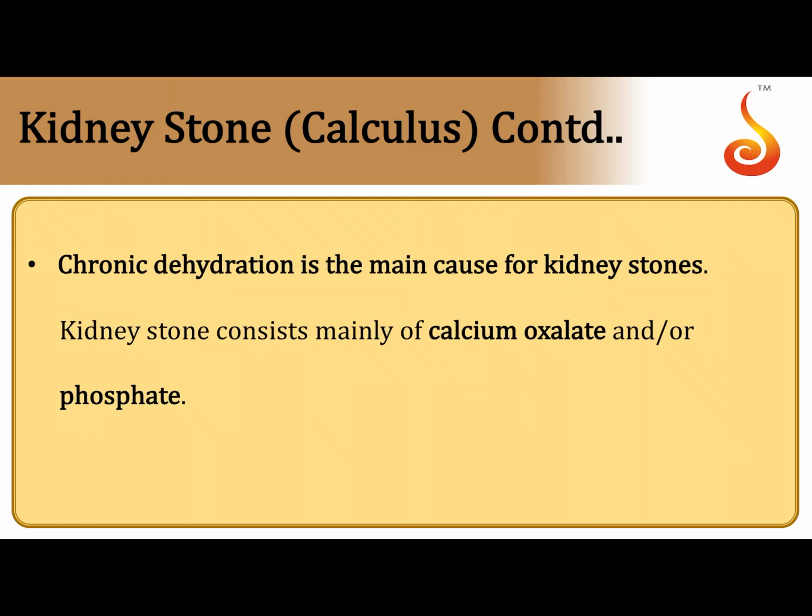Sometimes a person who is consuming excess green leafy vegetables, which have a lot of calcium oxalate in them, may be prone to developing kidney stones. So mostly a kidney stone is either made up of calcium oxalate or calcium phosphate. When these minerals get precipitated in the urine, they form these kidney stones or renal calculi within the kidney or the ureter or the bladder.